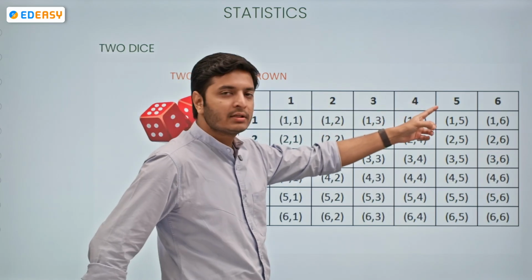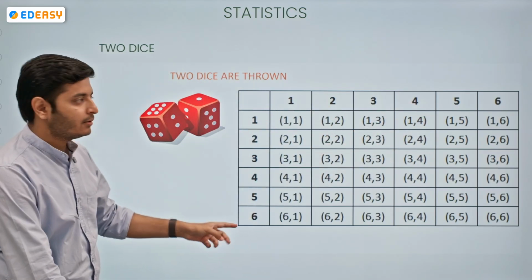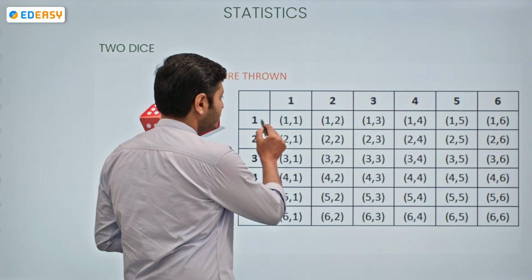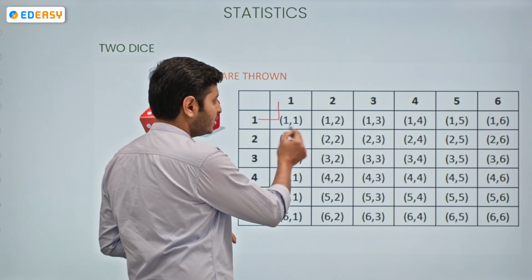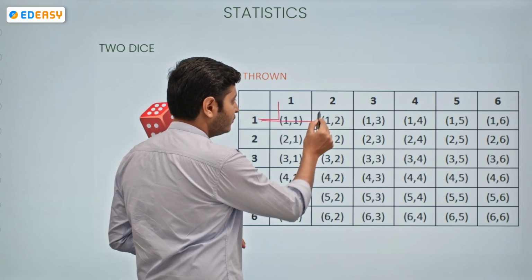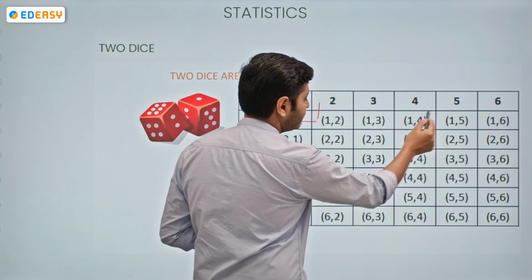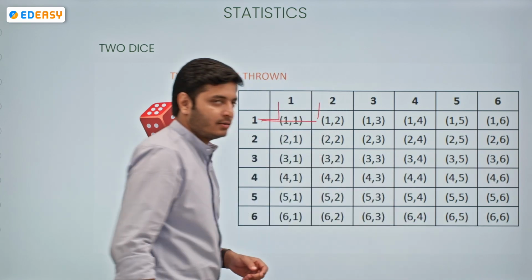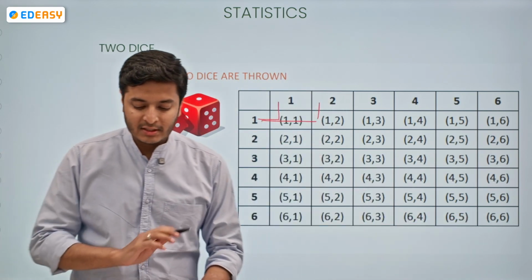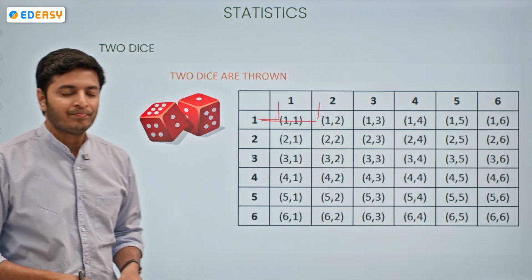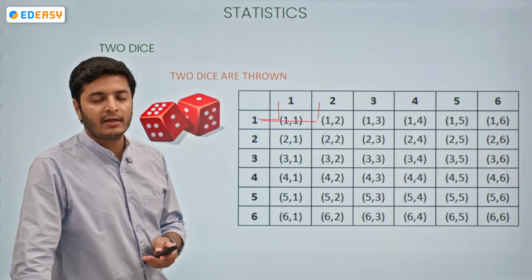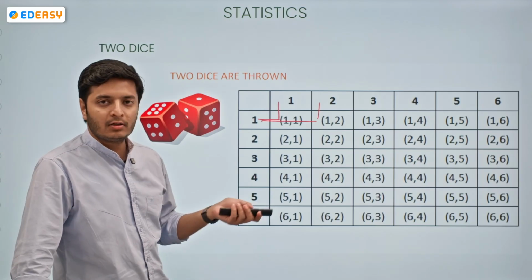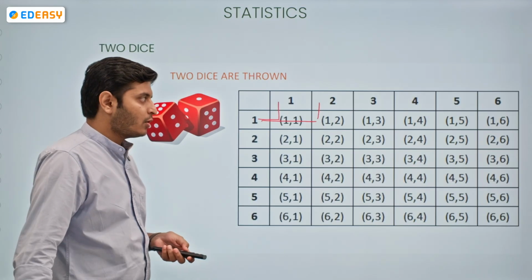Create this type of table, right? 1, 2, 3, 4, 5, 6 here, 1, 2, 3, 4, 5, 6 here. Then wherever you can see the cross section of those two numbers, write them. 1, 1 here, 1, 2 here, 1, 3 here, 1, 4 here, and so on till 6, 6. Now, what is the advantage of creating this table? You are going to understand the advantage of creating this table whenever we are going to deal with the problems. Let me show you some problems.